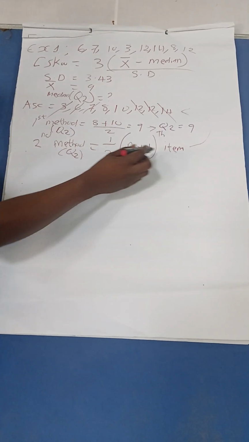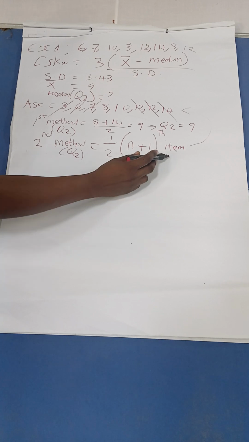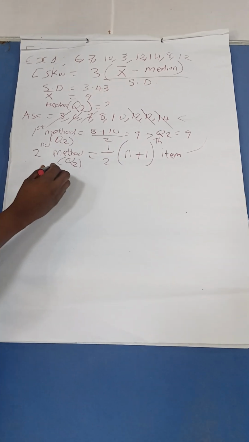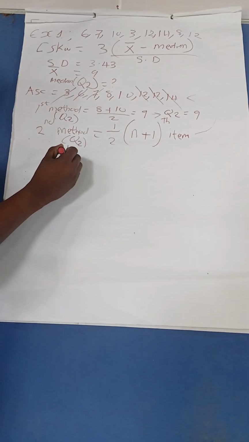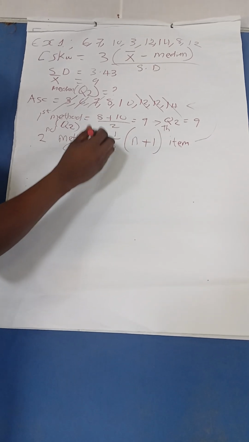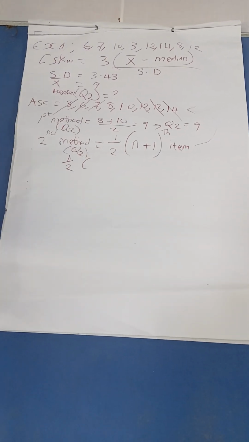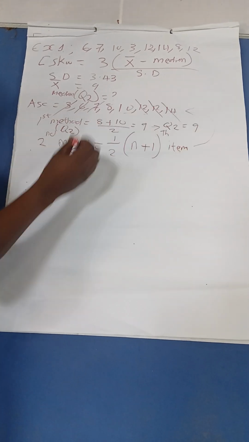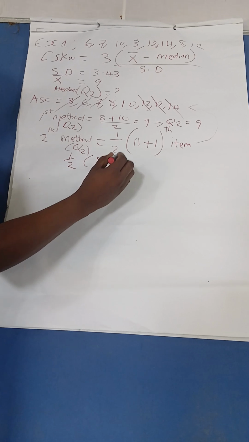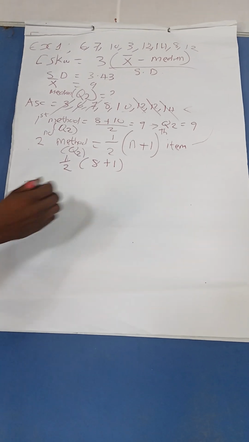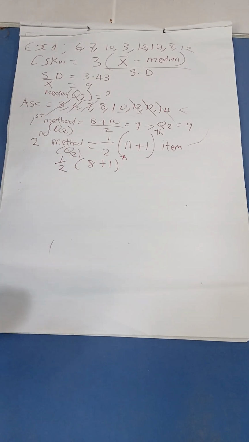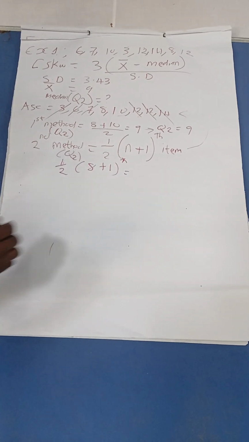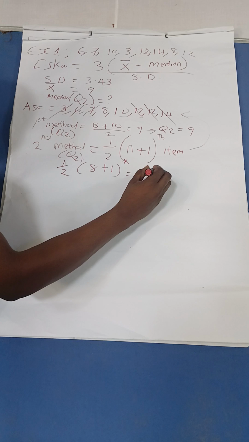I will calculate first my nth item. And the nth item here is not the answer. So it will be 1 over 2 in bracket n plus 1. N is the total number of items. Let's count: 1, 2, 3, 4, 5, 6, 7, 8. So it will be 8 plus 1, 9 divided by 2. It will be 4.5, the nth item.